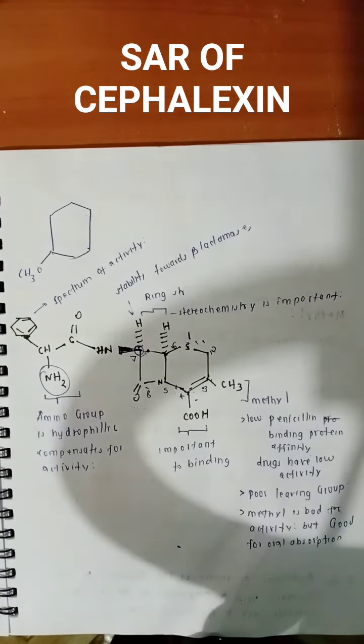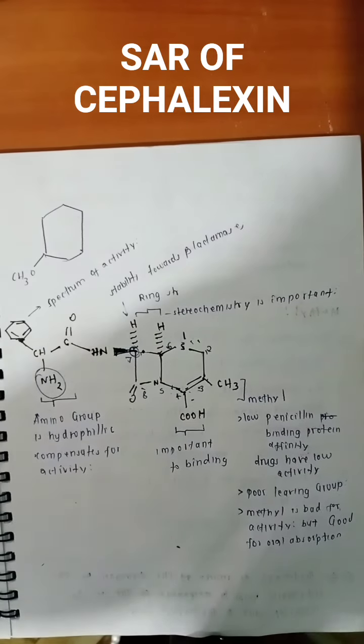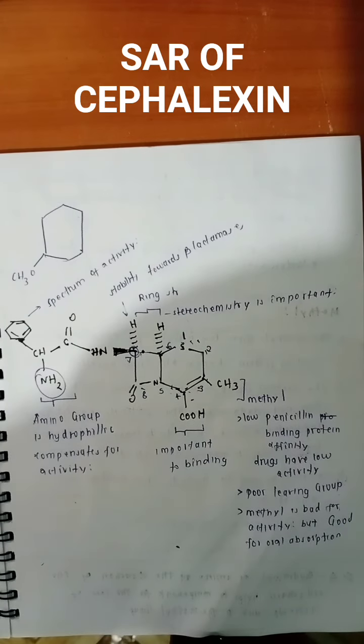But then this group is what makes this molecule easily administered orally. In fact, you realize that all first generation oral cephalosporins have a methyl at position number 3.